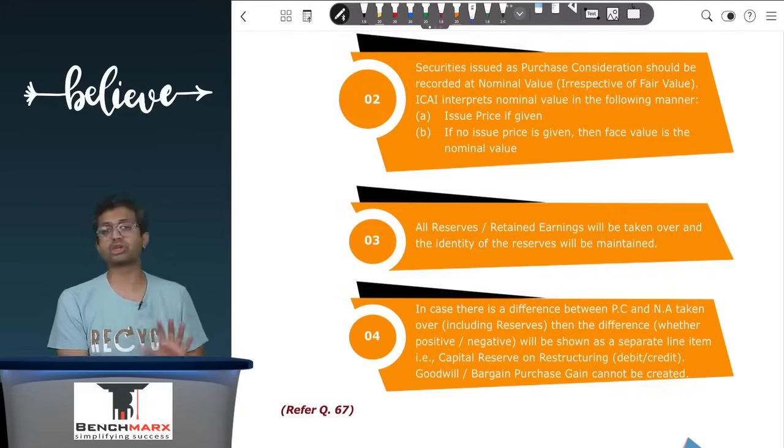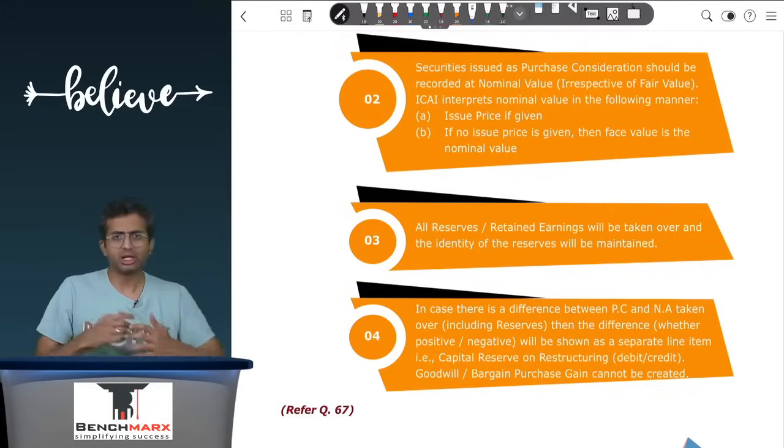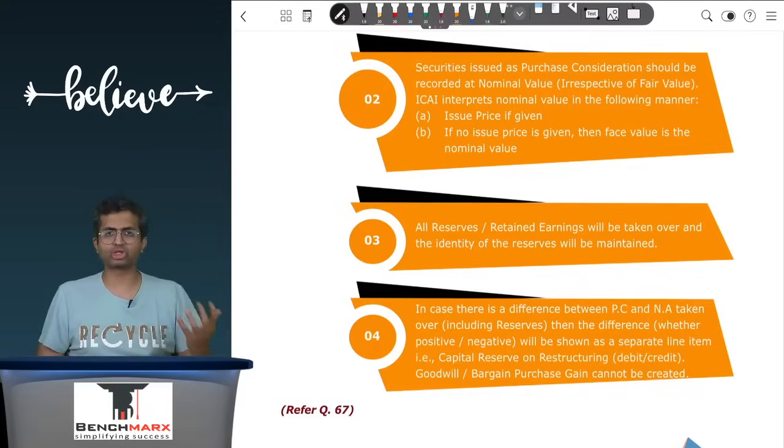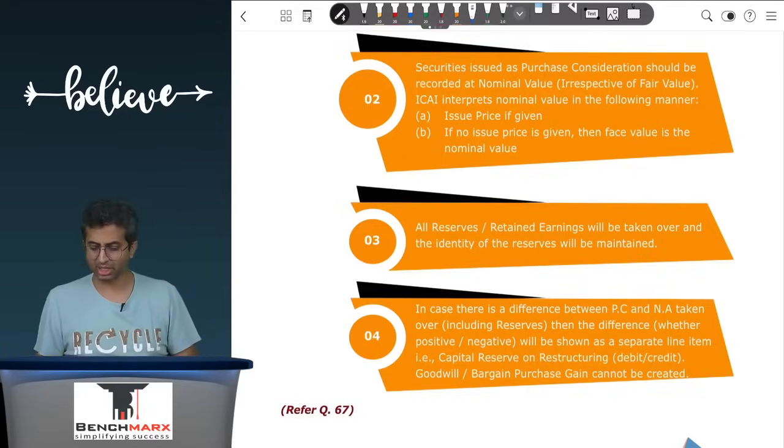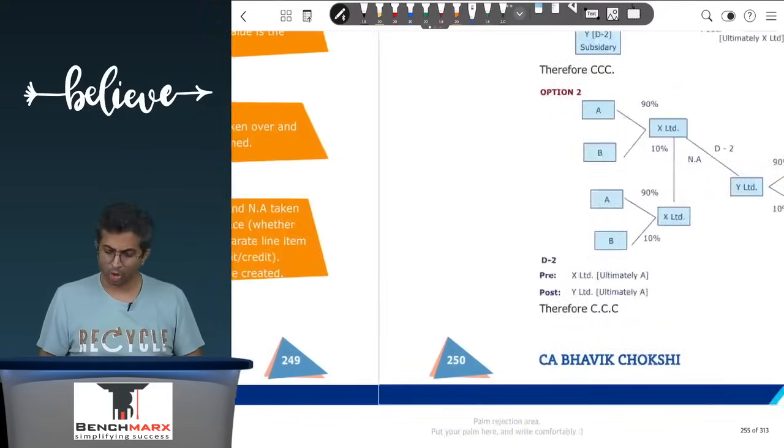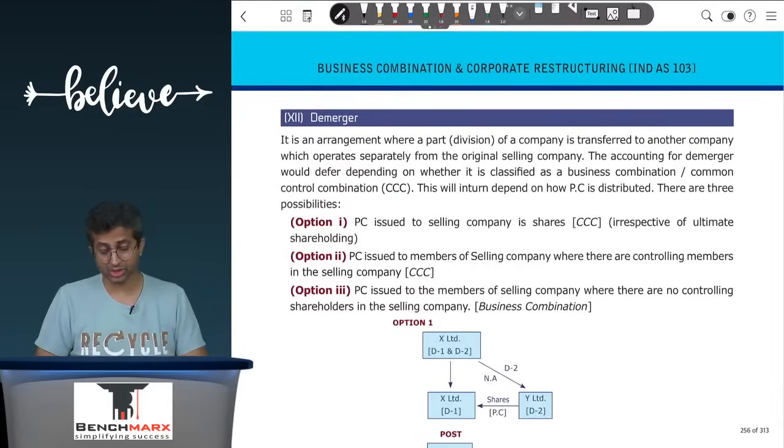Remember, capital reserve can also have a debit balance. So sometimes it might happen that, like your P&L can have a debit balance, capital reserve can also have a debit balance. You might show capital reserve as a debit balance in such cases. Okay, there will be no goodwill, there will be no gain on bargain purchase.